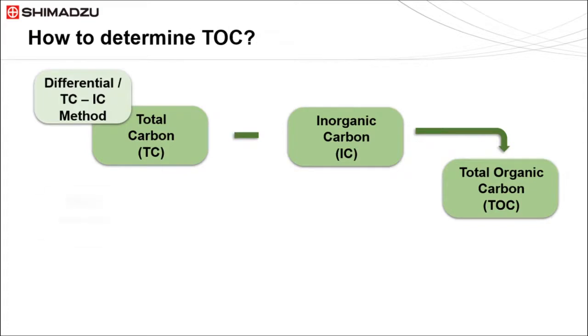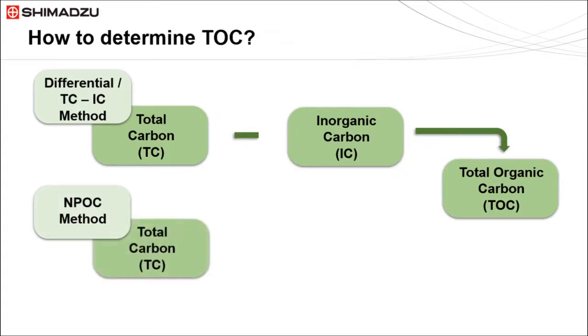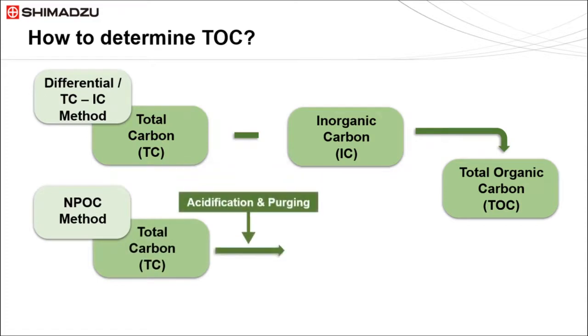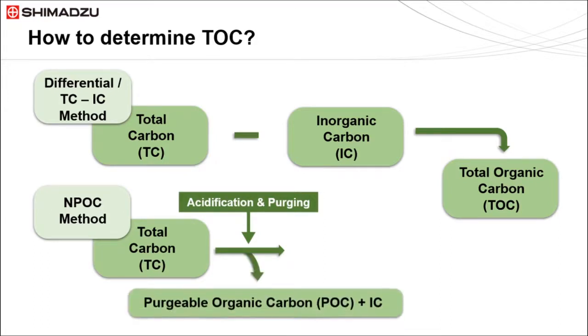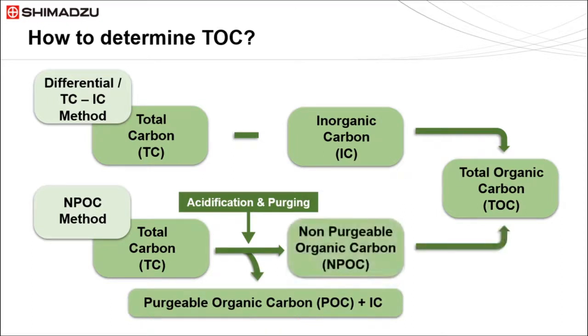The second method is the NPOC method. For this method, the sample is first acidified and purged with a gas stream. Throughout the process, the inorganic carbon and purgeable organic carbon are removed. The remaining component in the sample would be the organic carbon that is not purged out. Thus, this organic carbon component is known as non-purgeable organic carbon, or NPOC.